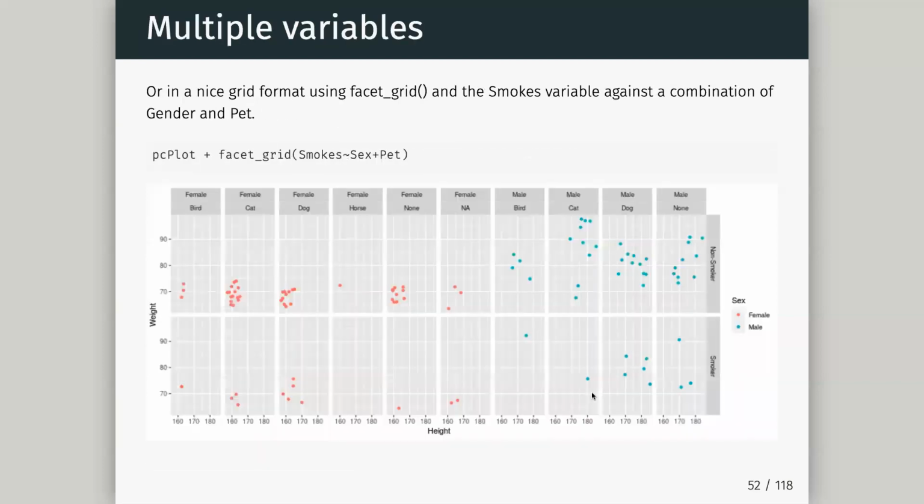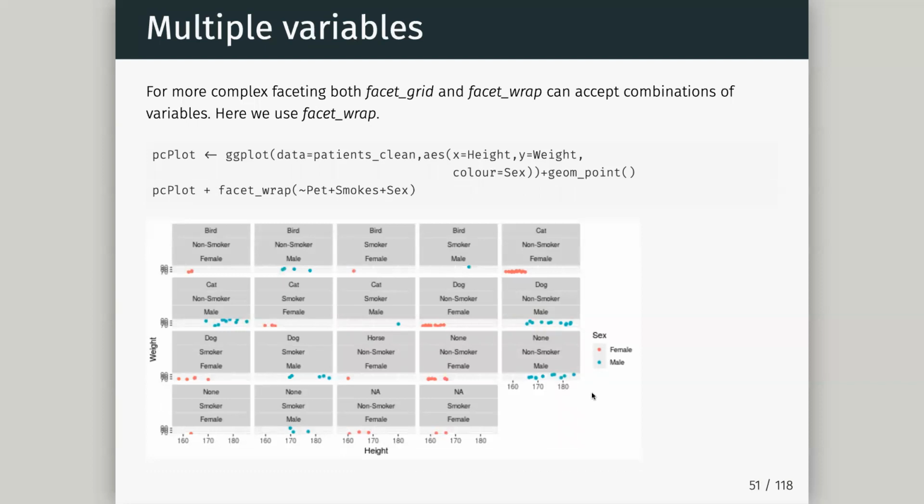What's a nice feature of this is you can use multiple variables in combination on the fly. If I want to, and this is a horrible plot, and I realized I couldn't really fit it on the slide, but if I want to break up all my plots by multiple columns, I can do facet wrap, tilde, pet plus smokes plus sex. Then we have our plot, which obviously breaks down into something awful. So that's a very quick line to create what is actually quite a complex set of plots.